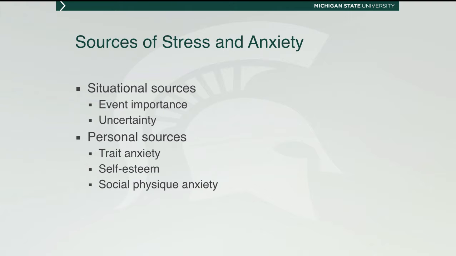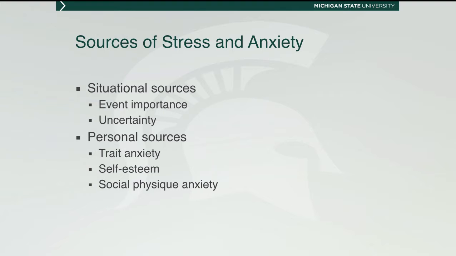And then we can think of personal sources. So we kind of already talked about trait anxiety. So if the person is kind of a highly anxious person in the beginning, then a smaller amount of stress may derail them more easily. But we can also think of things like self-esteem. Does the individual believe they can actually efficiently perform some task?